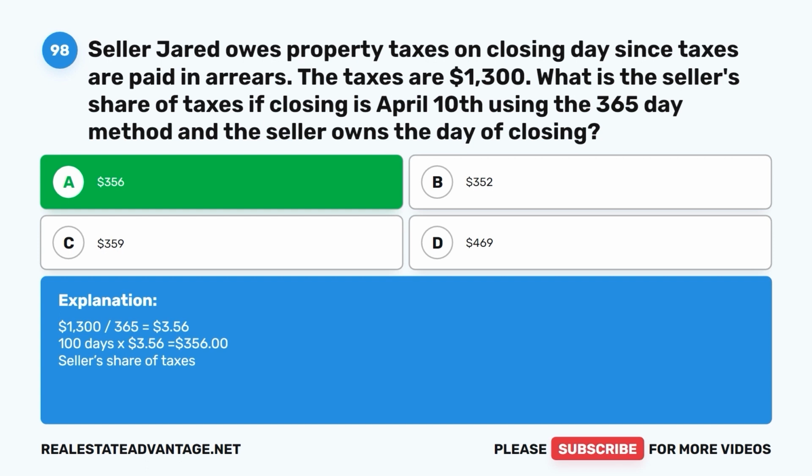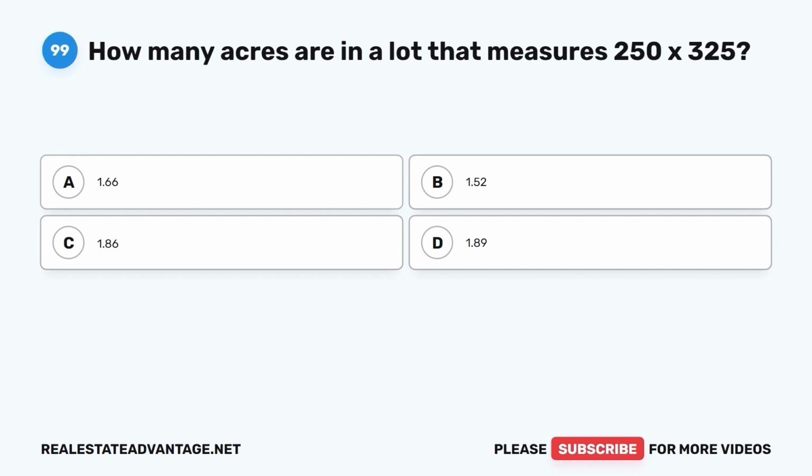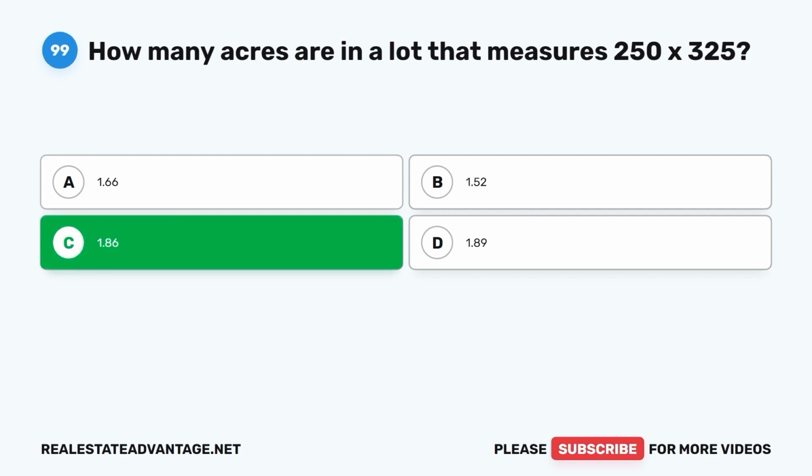$1,300 divided by 365 equals $3.56. 100 days times $3.56 equals $356, the seller's share of taxes. Question 99. How many acres are in a lot that measures 250 by 325? A. 1.66. B. 1.52. C. 1.86. D. 1.89. The correct answer is C. 1.86.